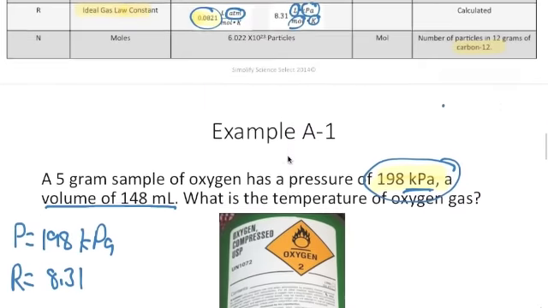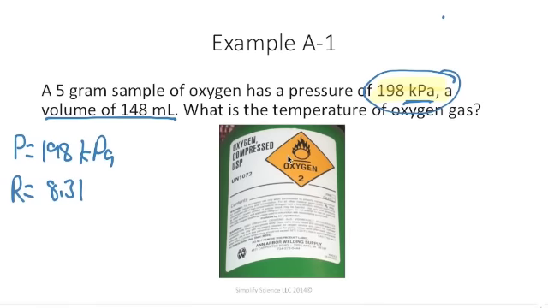So what we have to look at is our volume is going to be 148 milliliters, which we need in liters. To convert from milliliters to liters, we divide by 1,000 and we'll get 0.148 liters. And then lastly, the other thing we're given is grams.